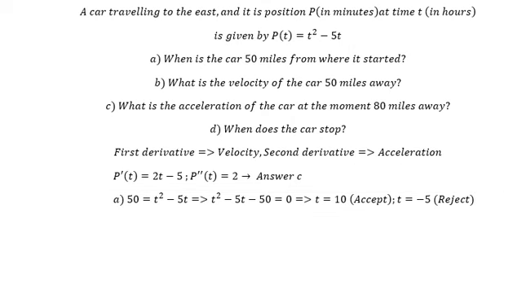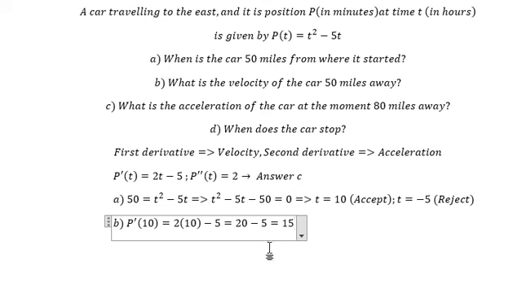Question B. After we calculate t equal to 10, we put it into the first derivative. So we have to multiply 2 with 10 minus 5. Let's see, 20 minus 5, you get 15.